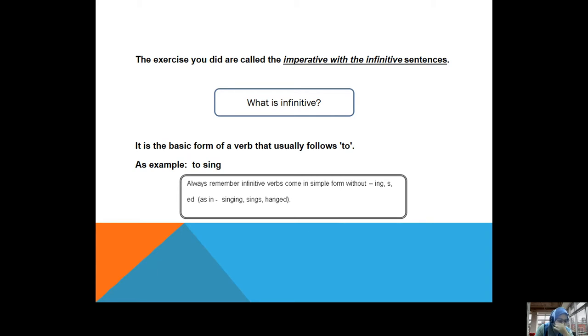Okay. S or ed. Selalunya kalau to ni, kalau kita buat ayat kan, kalau ada to, a verb lepas tu mesti dia tak boleh letak past tense ataupun tak boleh jadi gerund ing. Okay, melainkan beberapa syarat lah. Tapi selalunya kalau ada to, lepas tu mesti basic word. Okay, to sing, to cry, to walk.